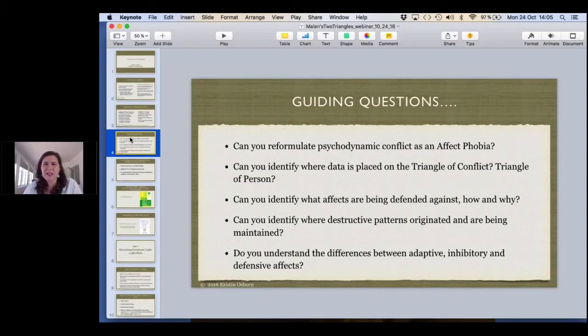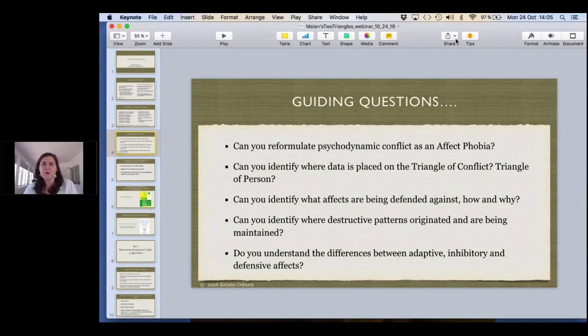So just to begin, we have some guiding questions, and this is to help you track what we're going to be doing today. We're really going to be focusing in on how to reformulate a psychodynamic conflict as an affect phobia. And for those of you who are not familiar with psychodynamic theory, this is going to be very helpful to you.